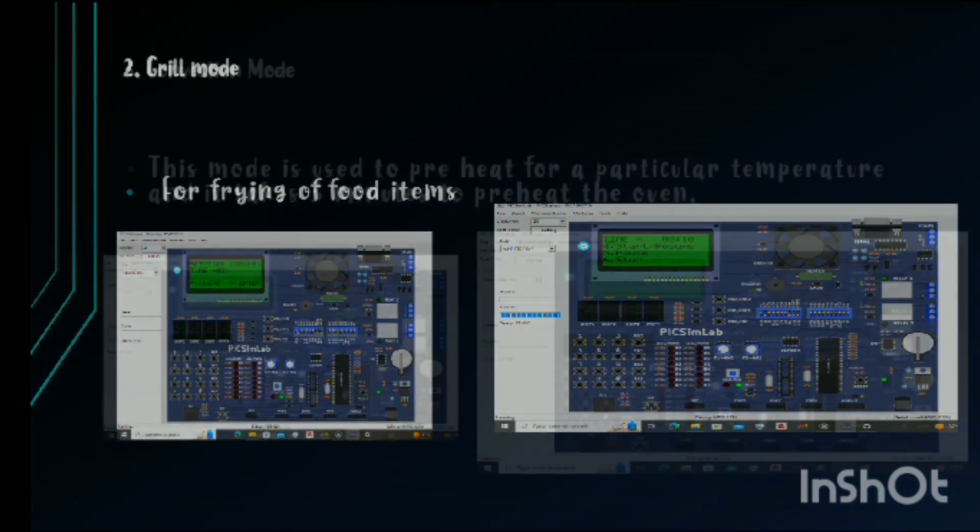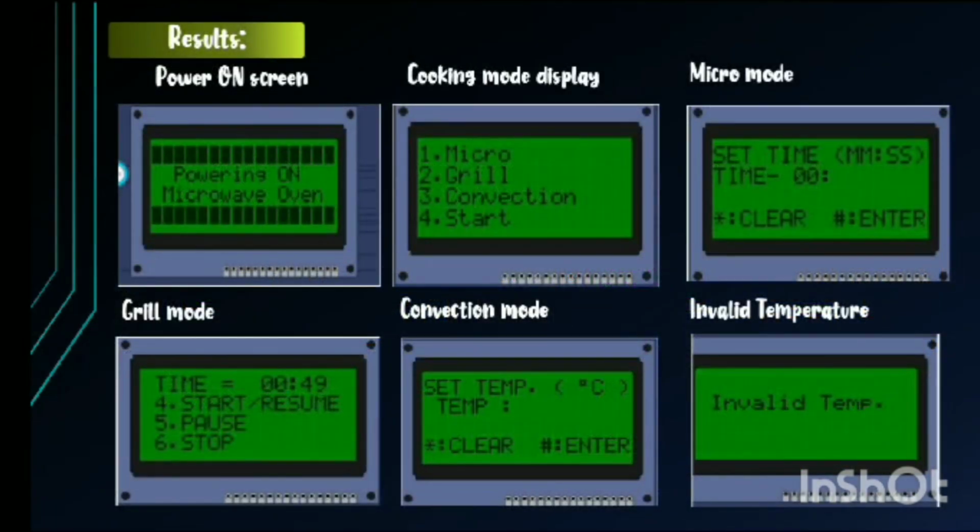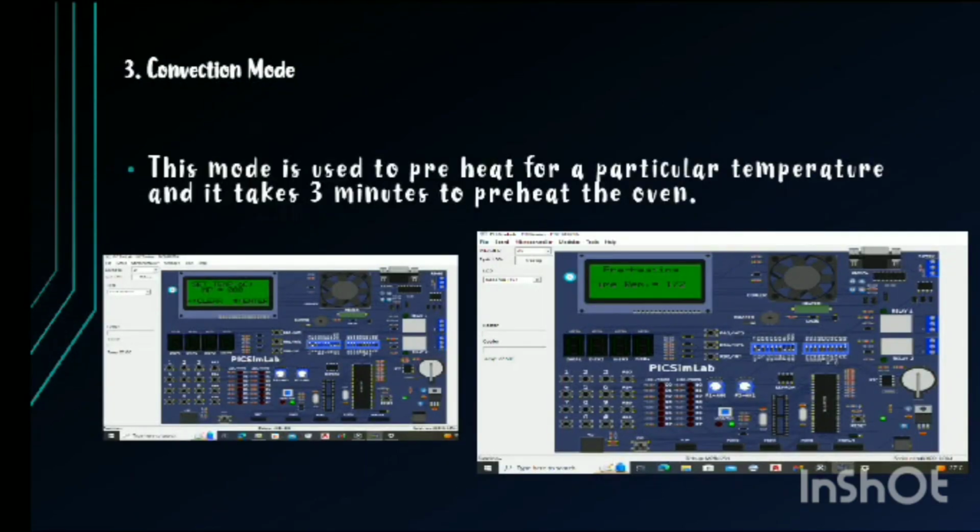And the next mode is convection mode. Convection mode is used to preheat to a particular temperature, and it takes 3 minutes to preheat the oven. And these below two figures are the output of this convection mode. And the next topic is results.